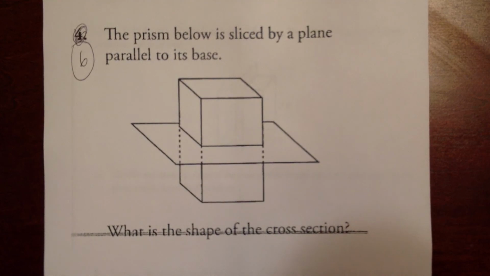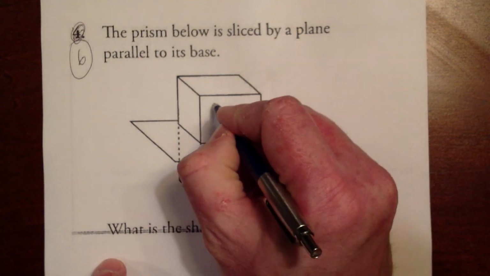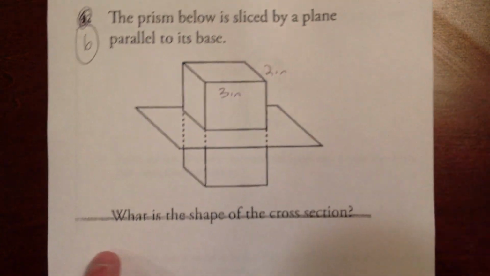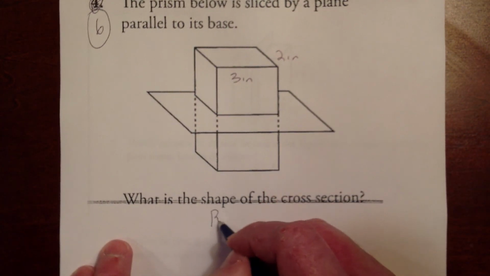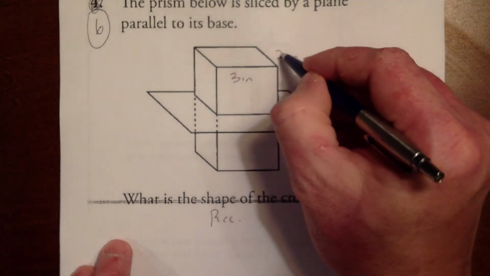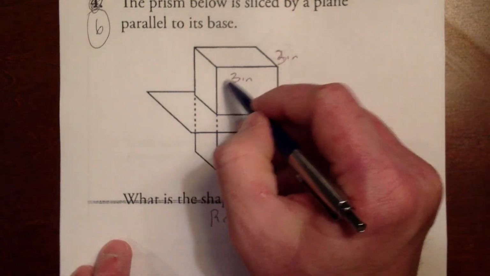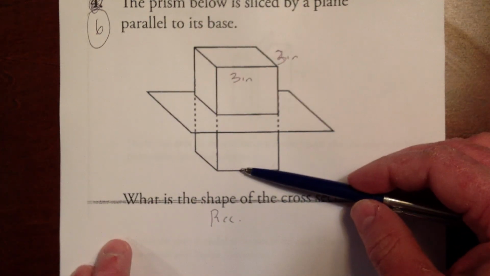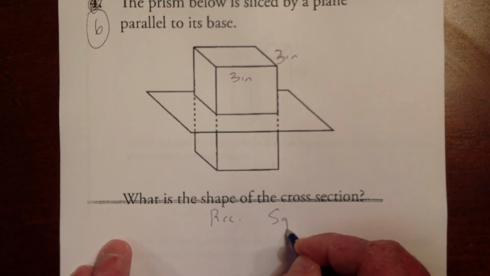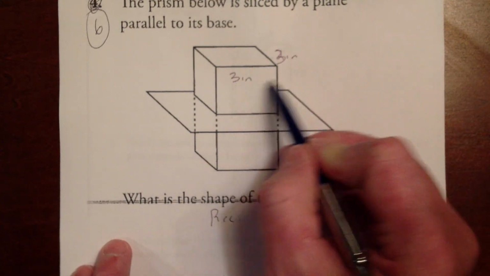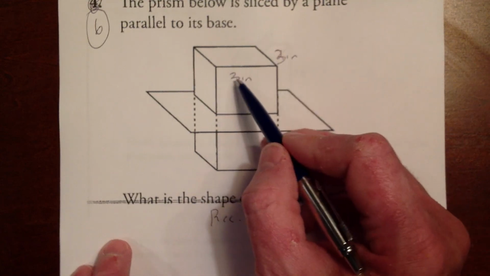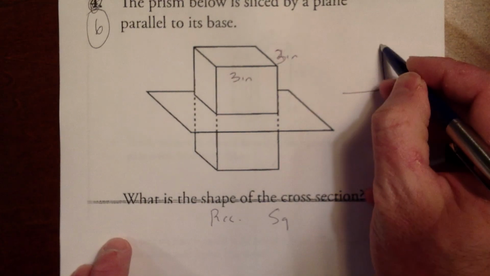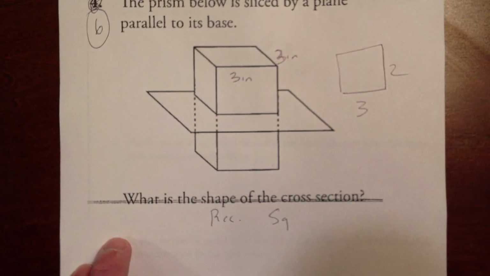The prism below is sliced by a plane parallel to its base. Let's just say that this is 3 inches here, and this is 2 inches. What's the shape of the cross section? It's going to be a rectangle. Now, if this were 3 by 3 and we did a cross section here, a plane parallel to the base, it would be a square. So we have to understand the difference. You have to pay very close attention to the measures. If these measures are different here and we run that, it's going to be a rectangle, because you're going to end up dealing with a cross section that looks like this. It's going to be 3 and this is going to be 2.